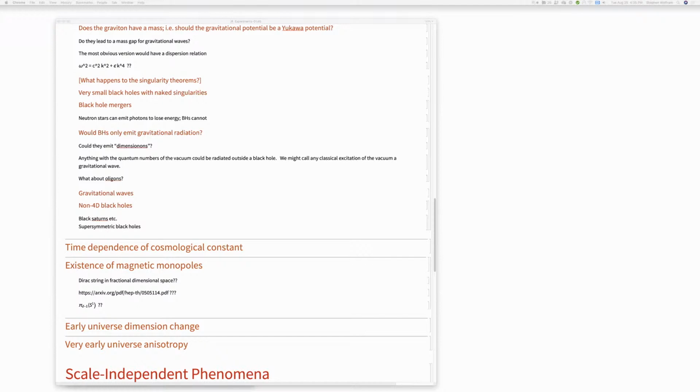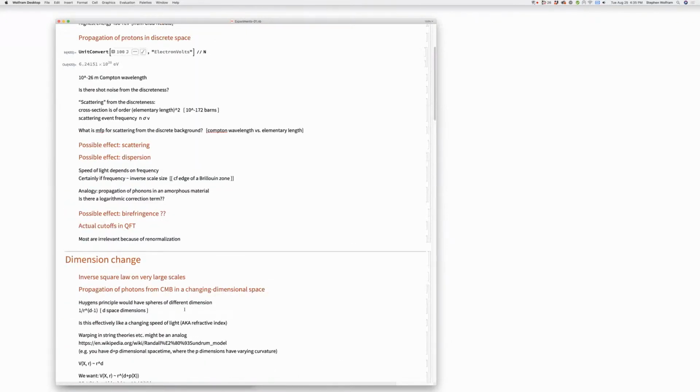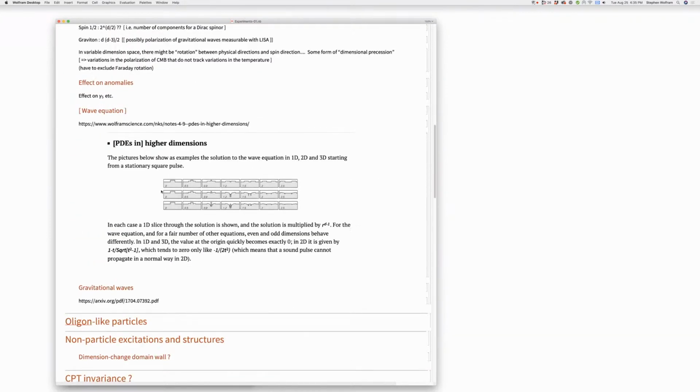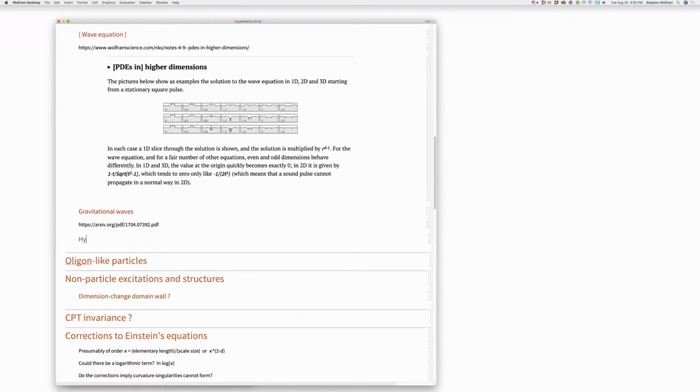That's another question: is there some bizarre feature of magnetic monopoles in fractional dimensional space? Another weird effect of dimension change would be, what happens to the hydrogen atom? Yeah, this is a good question. In higher dimension it gets easier, in lower dimension it gets hard.